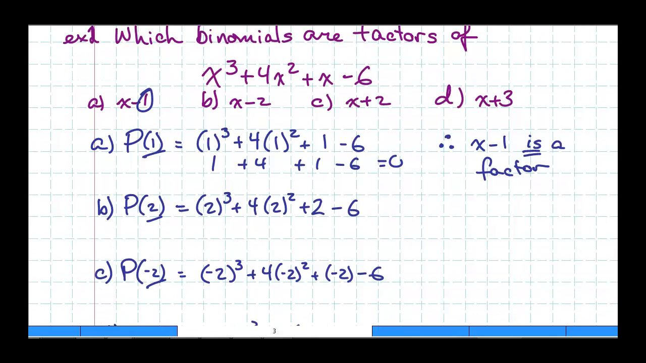In the second case, we plugged in the 2, right? x minus 2, so our a value was 2. 2 cubed plus 4 times 2 squared plus 2 minus 6. Well, 2 cubed is 8, 2 squared is 4, and 4 times 4 is 16, plus 2 and minus 6. 8 plus 16 is 24, plus 2 is 26, minus 6 is definitely not 0. Therefore, x minus 2 is not a factor.